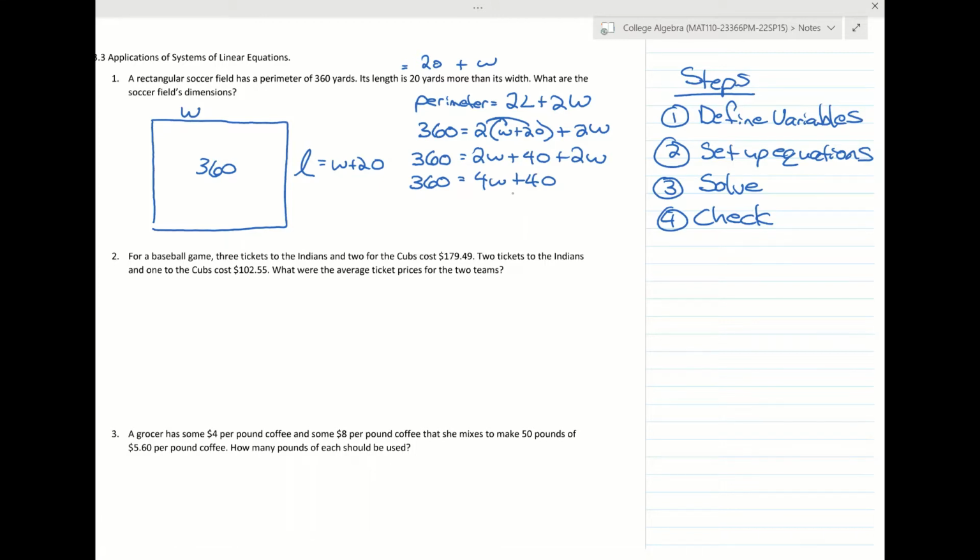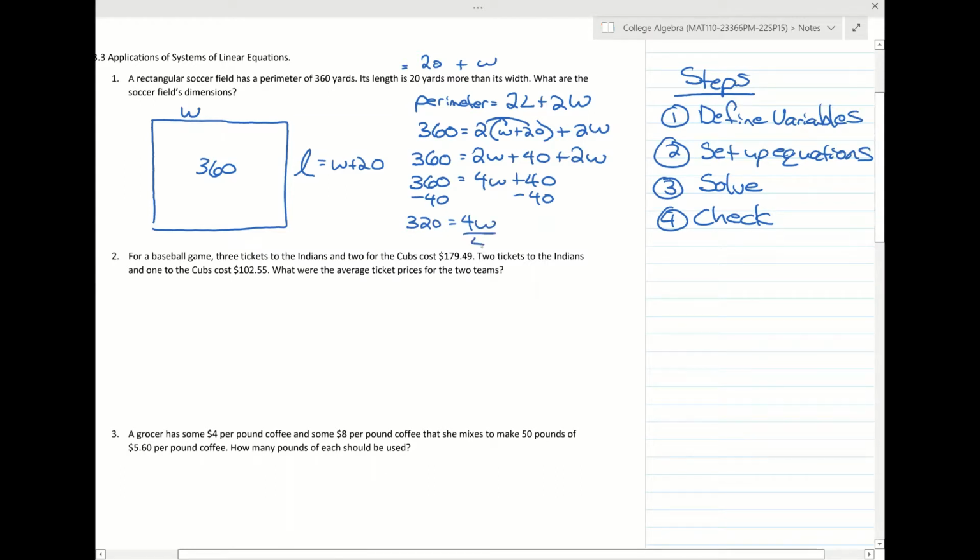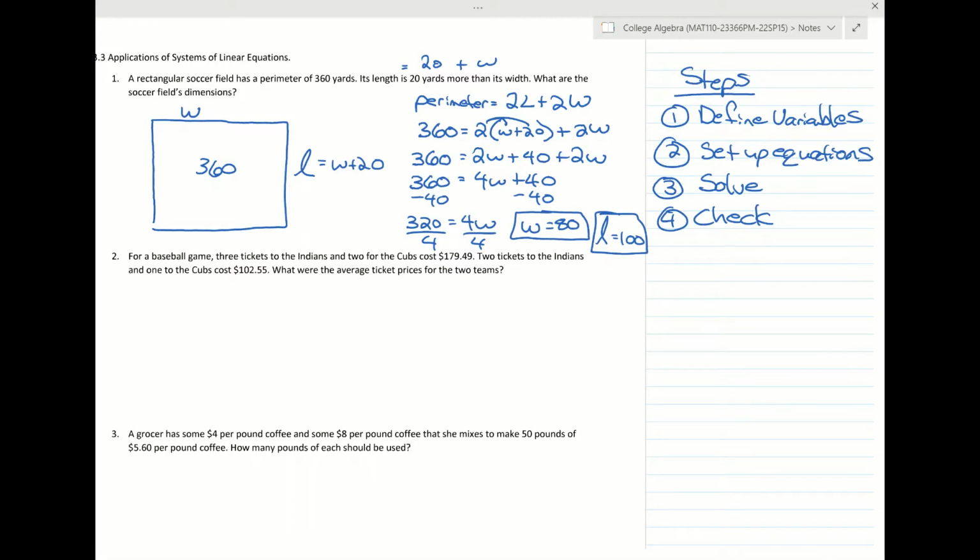If we want to solve for W, we could subtract 40 on both sides. We get 320 is equal to 4W. If you divide by 4, you'd get that the width is 80. If the width is 80 and you add 20 to that, you'd get the length is equal to 100. Defining the variables was really helpful. We could always check our answers. 80 times 2 is 160, 100 times 2 is 200, and 160 plus 200 is 360.